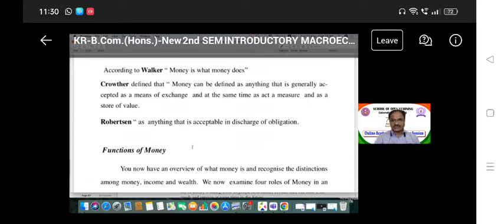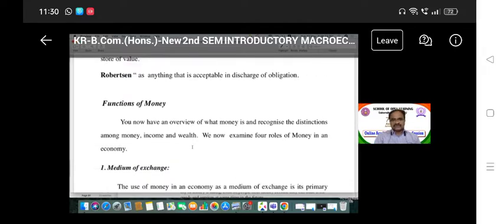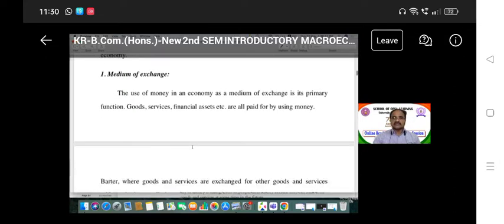Okay, dear students, we understand what money is and we will discuss different types of money. Now we are going to discuss the functions of money. You now have an overview of what money is. Recognize the distinction among money, income, and wealth. We now examine four roles, the different functions of money in the economy.